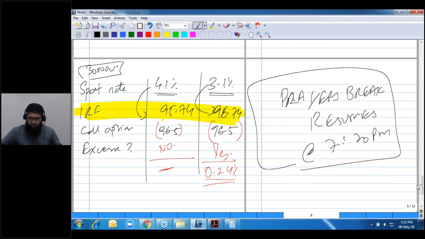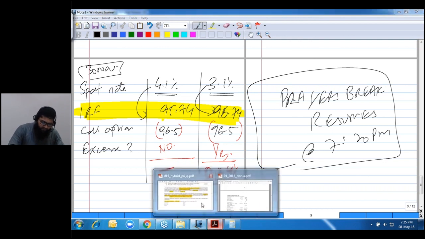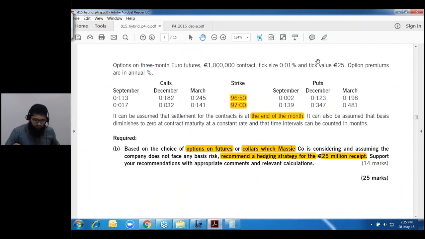This is done now. The next part of this question requires us to also recommend how the interest rate collars would be created for this scenario, in this specific scenario.